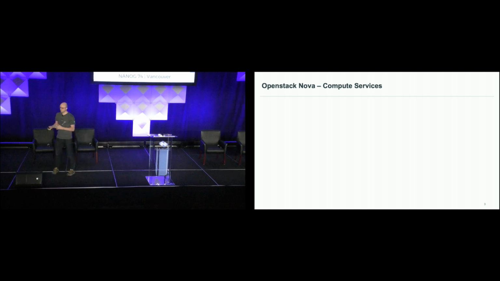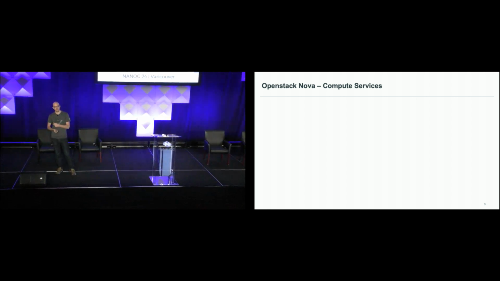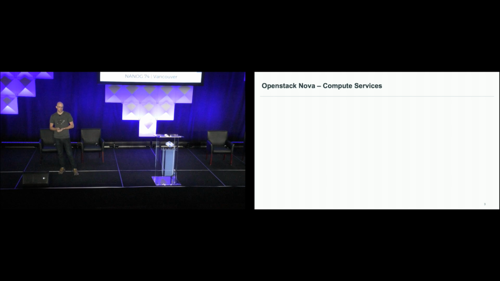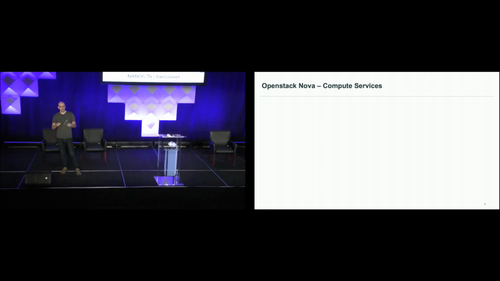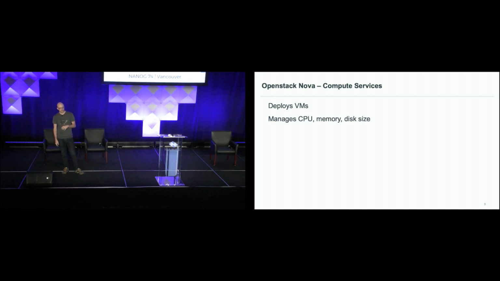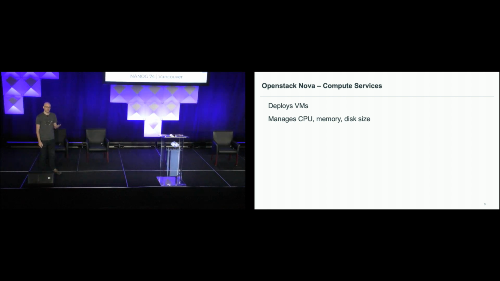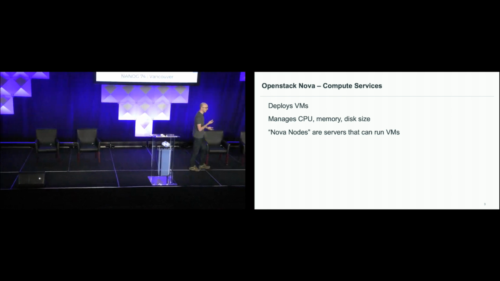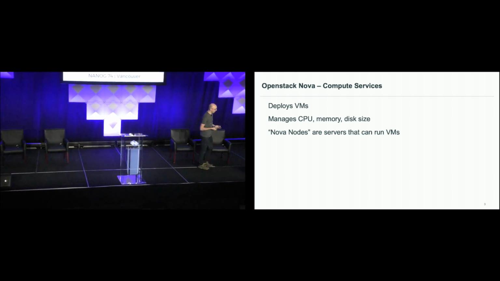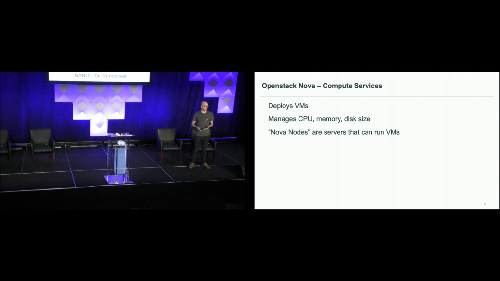So we're going to talk just about Nova, which is the compute services, and Neutron, which are the network services. These are just the project names that OpenStack has given them. So Nova is the thing responsible for deploying a VM. Again, it's going to manage that VM's capabilities, its disk size, its memory, its CPU. The Nova nodes are the bare metal servers on which I want to run VMs. So if I have a rack of compute and I'm going to deploy VMs on that rack of compute, those are all Nova nodes.